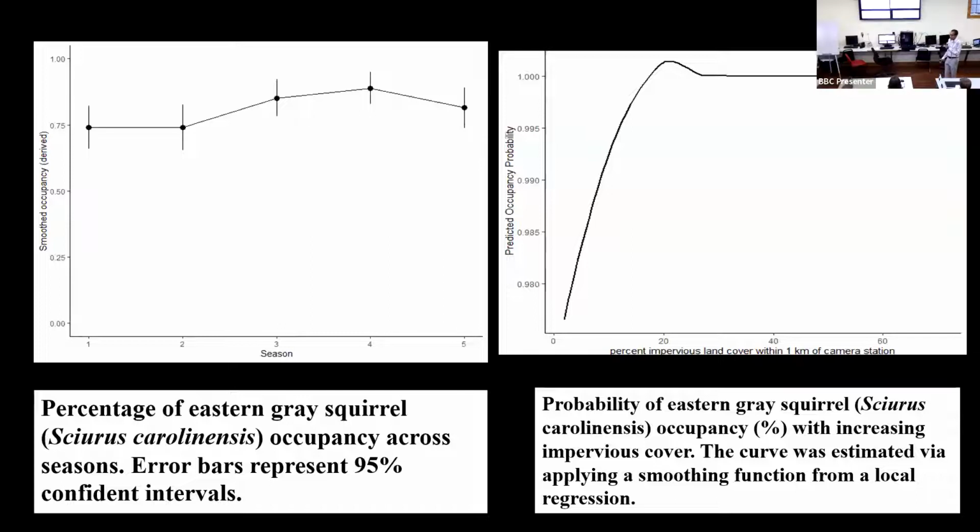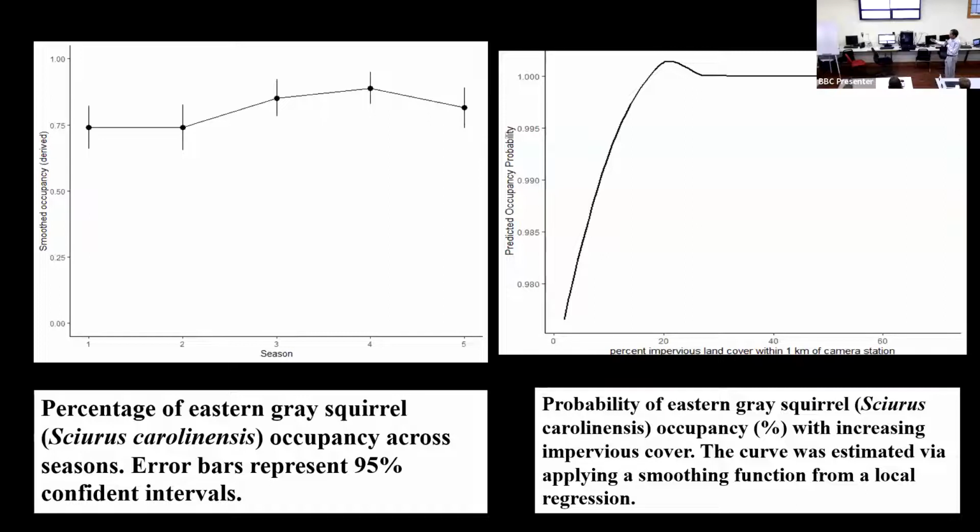The question was whether the eastern gray squirrel occupancy increasing across the season is a result of reproduction. It's a great question with a bad answer. The answer is actually we don't know. But we know for sure this pattern is quite clear: the increase in occupancy as the season progresses.